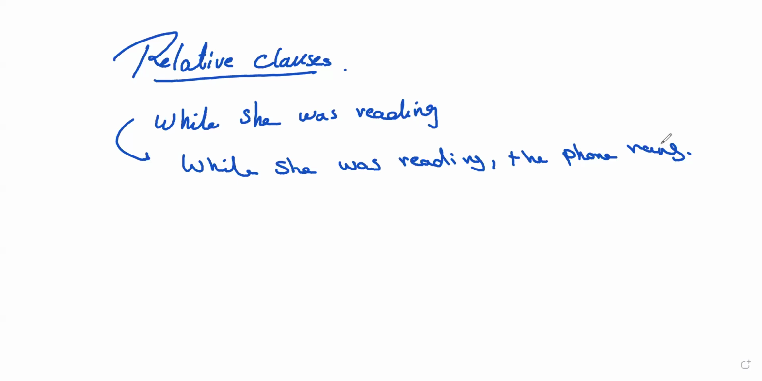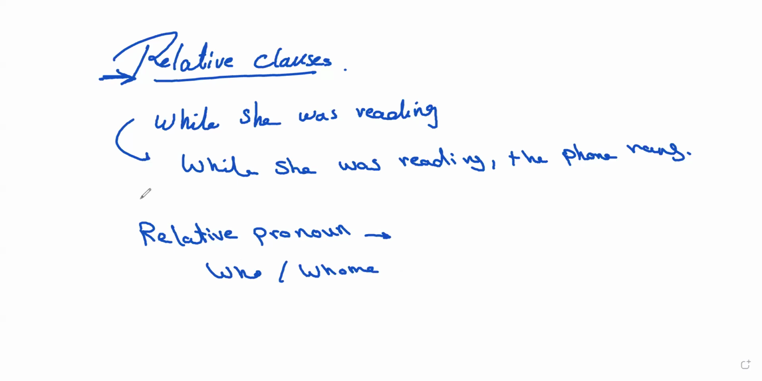So what is a relative clause? A relative clause is a type of dependent clause that provides additional information about a noun. It usually begins with a relative pronoun, like who, like whom, without E, like that, which, whose.